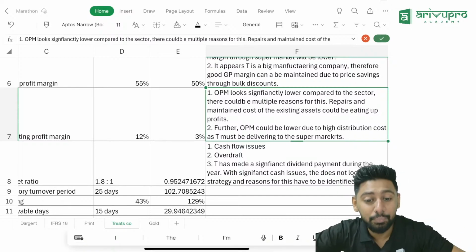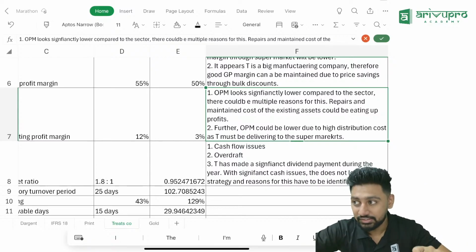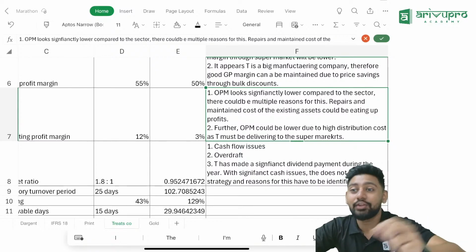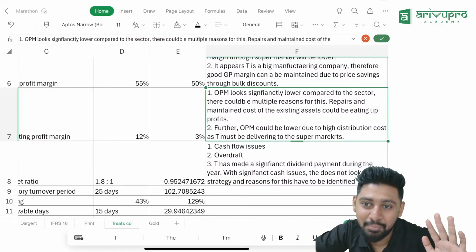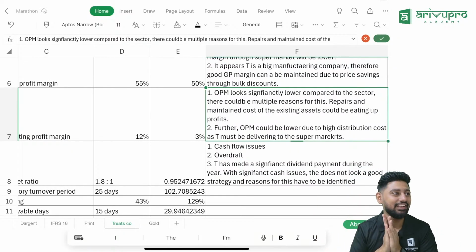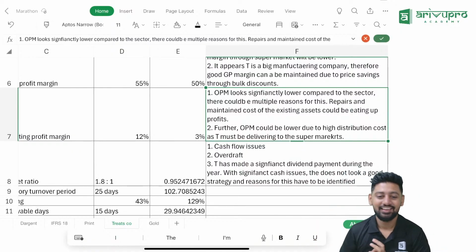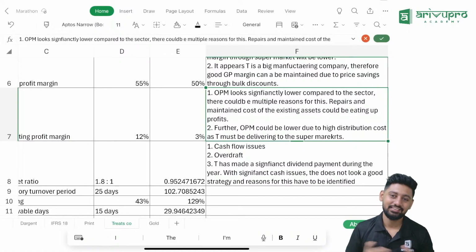So for that, don't say, no, OPM looks significantly lower compared to the sector. This could be due to multiple reasons for this. Okay, after that, repairs is 1 and don't say maintenance is 1. Then you're not going to get your marks. Repairs and maintenance itself is 1 cost, then I've showed it separately. Now, you don't try to be smarter than the exam. You understand my point?